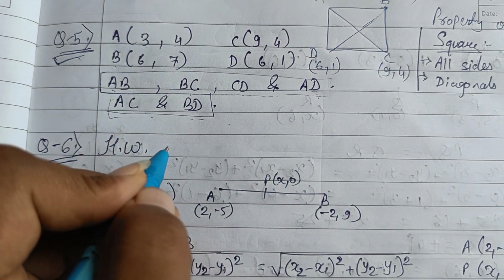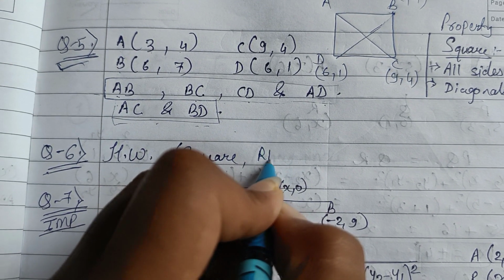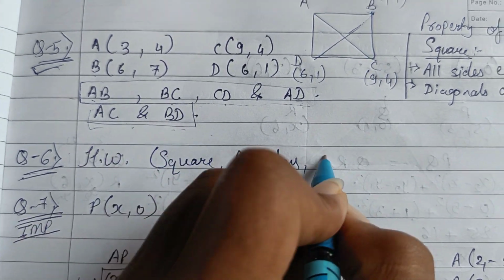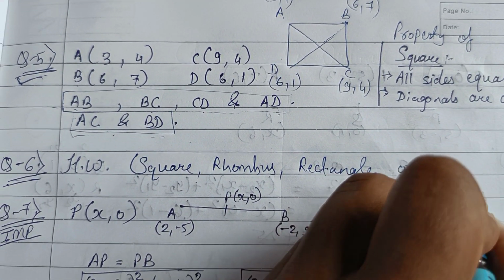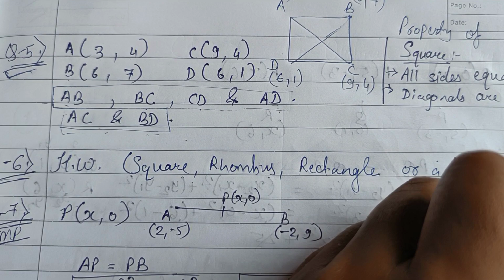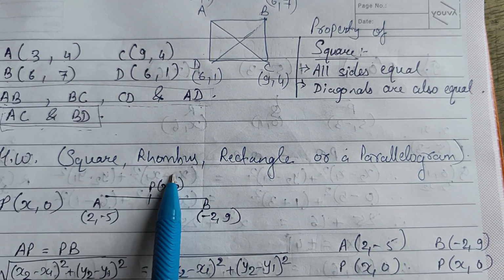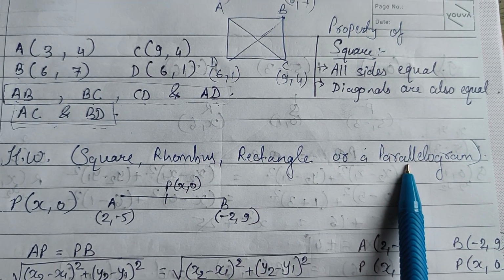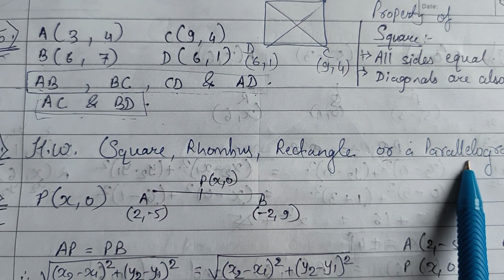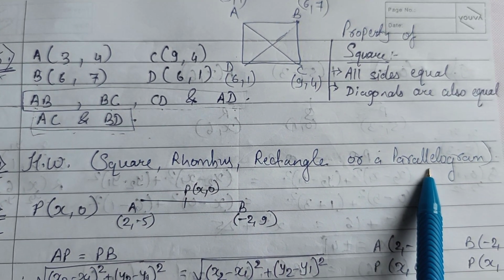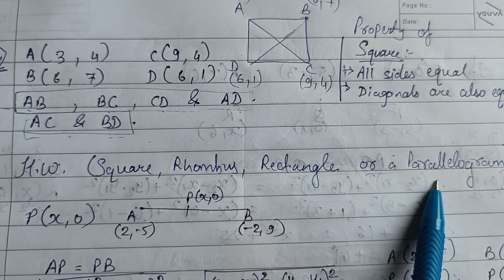In question number 6 you will have either a square, a rhombus, a rectangle or a parallelogram. You will have these 4 figures. I am not sure about all the figures, since I am not solving it, but you have to solve and check whether it is a square, rhombus, rectangle or parallelogram.